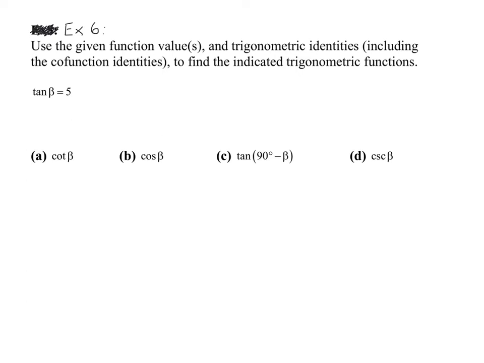All right, example 6, last example of the lesson. Same deal as before. I have to use information, construct a triangle. So this is 5 over 1. All right, using a different symbol here. Don't freak out. It's the same thing as theta. It's just a different symbol for indicating an angle measure.